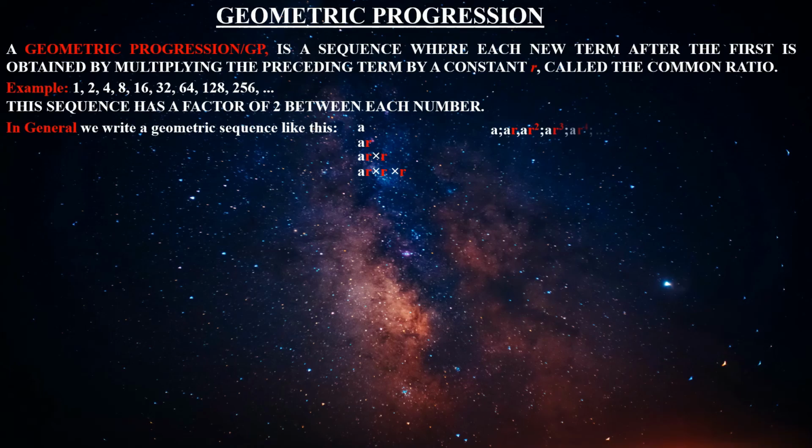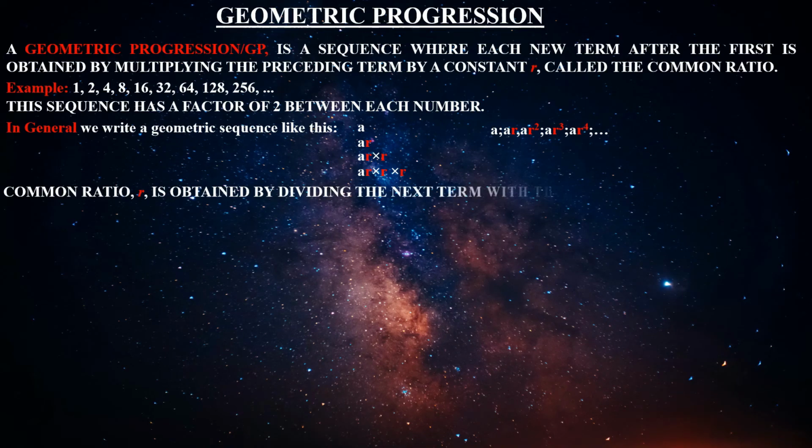So it's going to be ar squared, ar to the power 4, ar to the power 5, to the power 6, to the power 7, to the power 8, to the power 9, going on like that. So the common ratio r is obtained by dividing the next term by the preceding term. That's how I obtain the common ratio. So we know that r is going to be tn divided by tn minus 1, or tn plus 1 divided by tn.